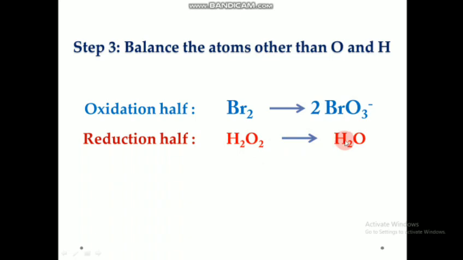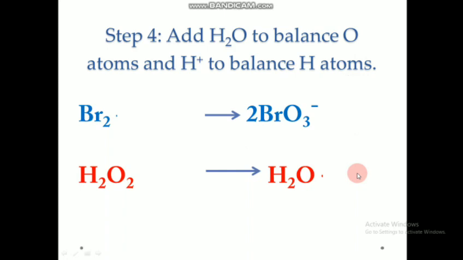Moving on to the next step, where we balance oxygen by adding H2O and hydrogen by adding H plus ions. Oxygen first: we will see whether it is balanced or not. In Br2 gives 2 BrO3 negative, here we have 3 oxygens, 3 into 2 will become 6 oxygens. So 6 oxygens we need to balance on the other side also. So add H2O to balance the number of oxygens. However many oxygens we need, the same number of H2O we can add to this side. So 6 oxygens we need, 6 H2O we can add. So we got 6 oxygens this side also.